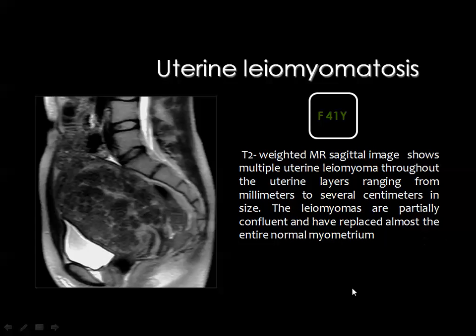And sometimes you got too many uterine fibroids involving most of the uterus, which will appear like this. There are numerous uterine fibroids within the cavity and within the wall. We call this uterine leiomyomatosis.